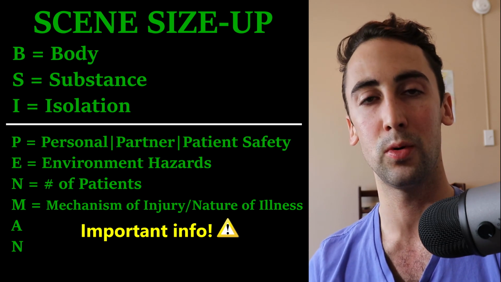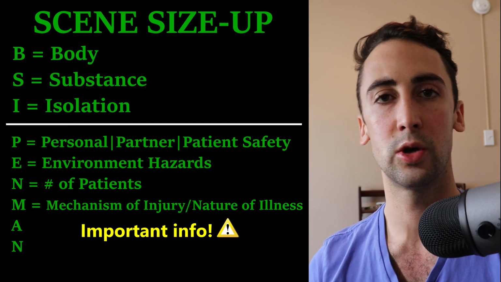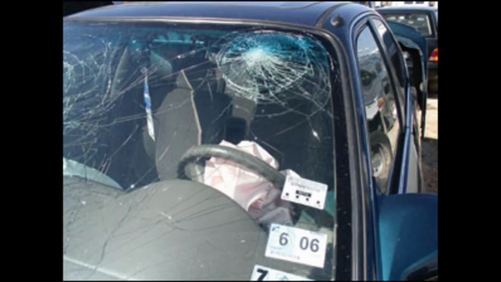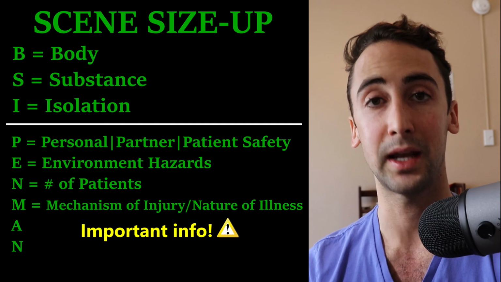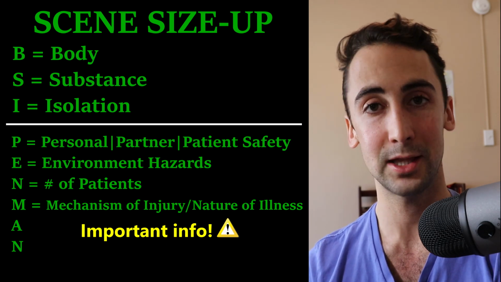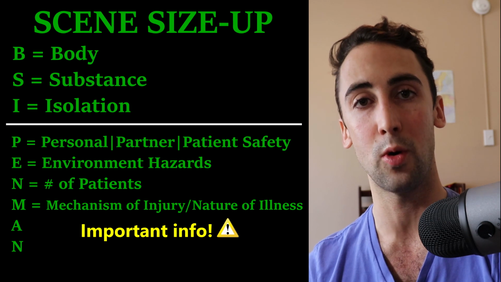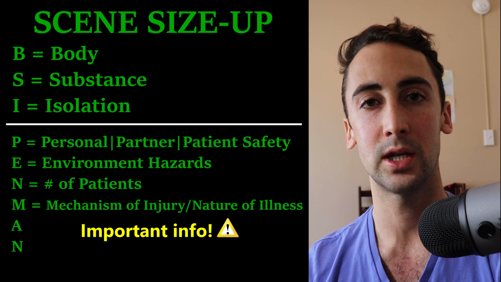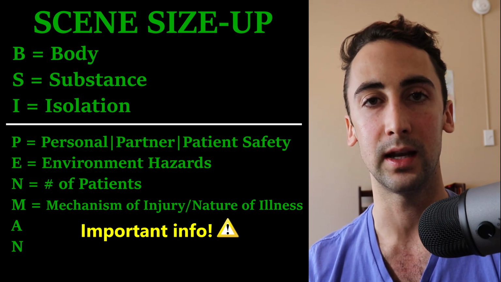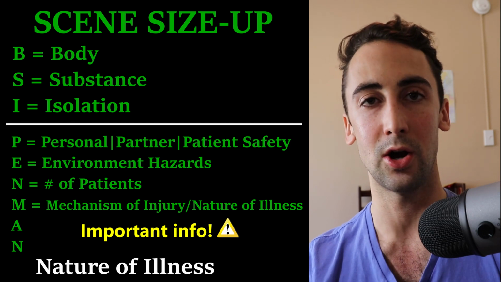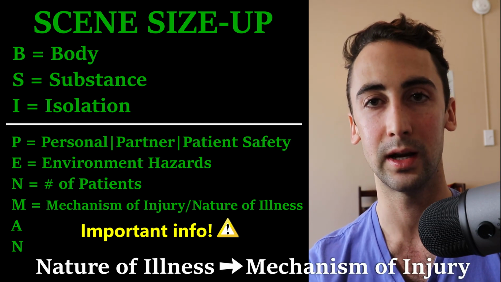To give you guys an example, I remember my partner and I showed up on scene one time to a traffic collision, and we saw the spider cracked window right when we got there. That's a severe mechanism of injury, because that means that somebody's head actually hit the front of their windshield so hard that it cracked it. But we later figured out that the patient actually had a seizure while they were driving, so that's the nature of illness. So in this case, the nature of illness actually caused their mechanism of injury for them hitting their head.